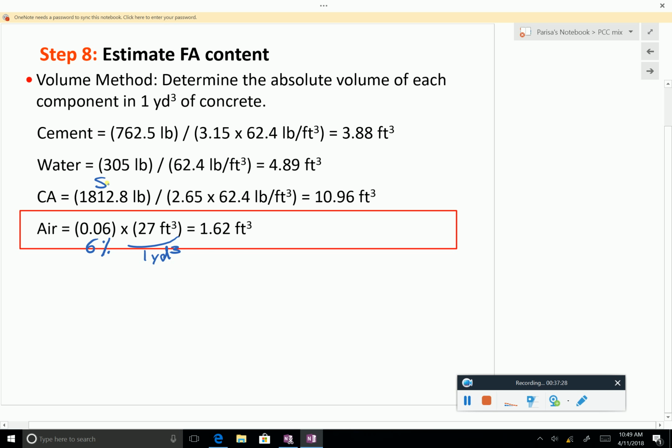And this is SSD because this is SSD bulk specific gravity. And once you have all of that, you say, okay, whatever is left in my bucket, I need to fill it up with sand.